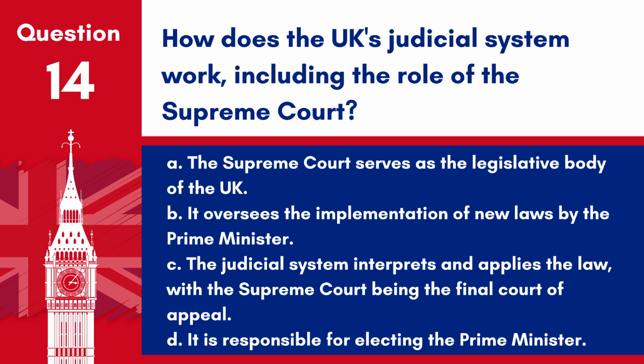Question 14. How does the UK's judicial system work, including the role of the Supreme Court? A. The Supreme Court serves as the legislative body of the UK. B. It oversees the implementation of new laws by the Prime Minister. C. The judicial system interprets and applies the law, with the Supreme Court being the final court of appeal. D. It is responsible for electing the Prime Minister. Answer: C. The judicial system interprets and applies the law, with the Supreme Court being the final court of appeal.